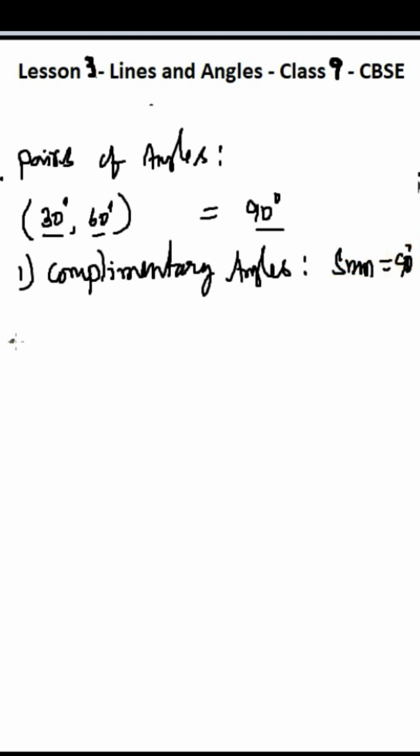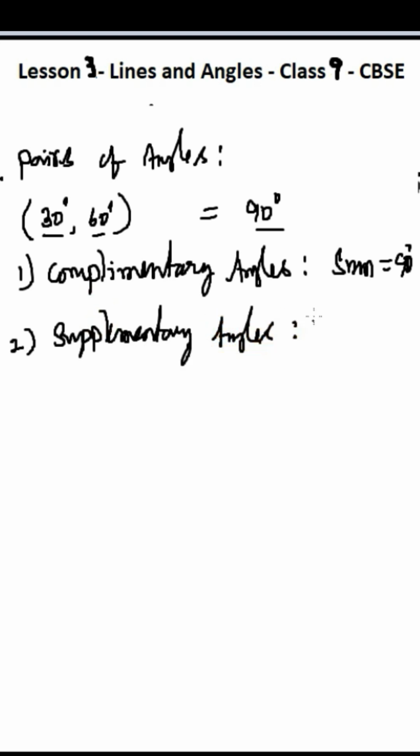Now another pair is supplementary angles. Supplementary angles are those whose sum is equal to 180 degrees. So two angles whose sum is 180 degrees are called supplementary angles, and two angles whose sum is 90 degrees are called complementary angles.